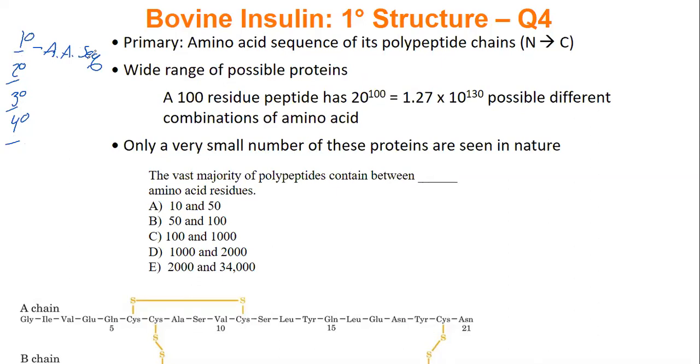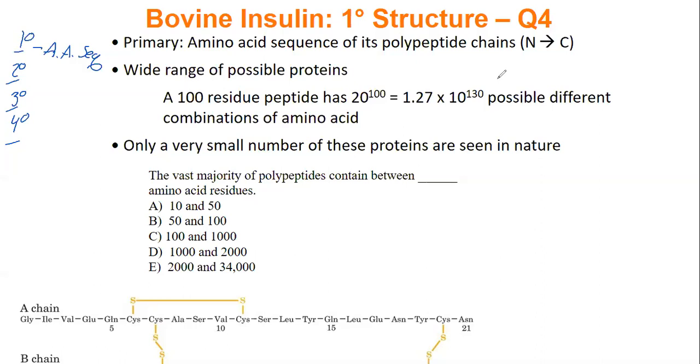And when we talk about proteins, it's amazing the number of proteins that you can actually make with just 20 amino acids, right? So if you have a protein that's just 100 residues long, using this calculation, 20 to the power of 100, you can make 1.27 times 10 to the 130 different combinations of amino acids. That is probably more combinations than there are atoms in the universe. So 20 amino acids seems to be a great number to do whatever we want. However, a tiny fraction of these proteins are seen in nature.